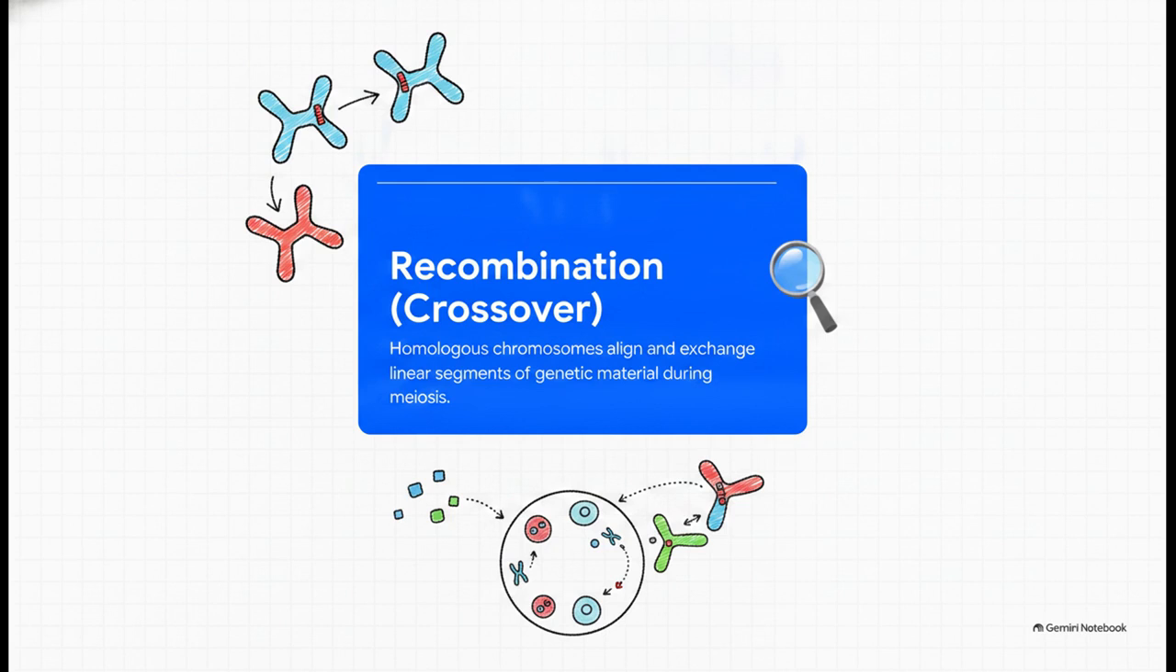Right before the very first division of meiosis kicks off, homologous chromosomes duplicate and pair up. The matching genes on these homologs align perfectly with each other, and they literally swap linear segments of their genetic material. Because they're aligned so nicely, the actual order of the genes doesn't change, but the maternal and paternal alleles get completely shuffled onto the same chromosome. This creates brand new genetic combinations, meaning sometimes even linked genes can act like they're completely unlinked.